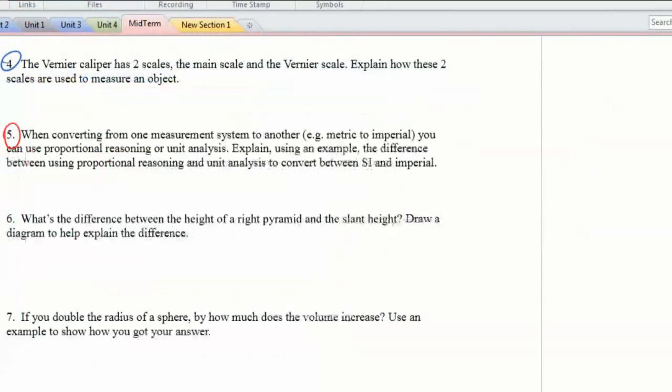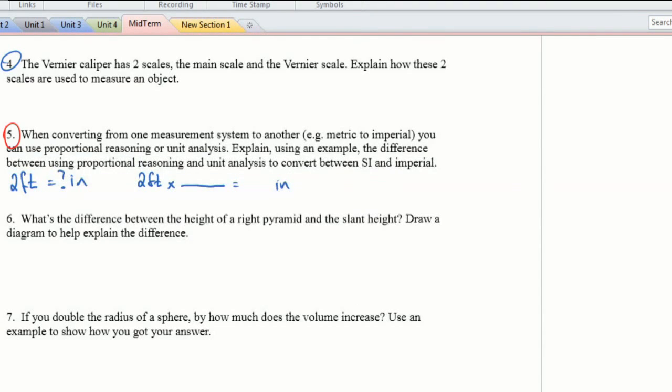Maybe let's convert 2 feet into inches. So 2 feet is how many inches? There's my example. So this would be a unit analysis type method. I'd go 2 feet and I'd multiply it by, I know I want to get an answer in inches, because that's the question I've chosen.